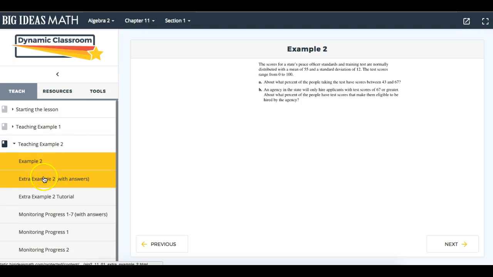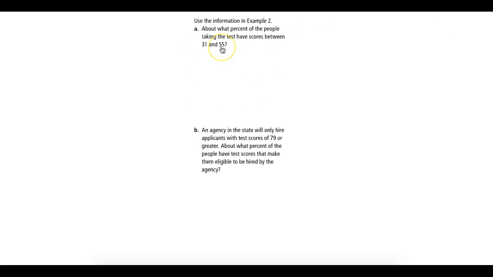So what I want you guys to do right now, here's the problem I want you to look at. I want you to use the same information that we just had in example 2, and I want you to find the percentage of people taking the test that have scores between 31 and 55. That's part A. Part B, the agency will only hire applicants with test scores of 79 or greater. So what percent have test scores that make them eligible? So basically, what percentage are 79 or greater? And for part A, what percentage are between 31 and 55?